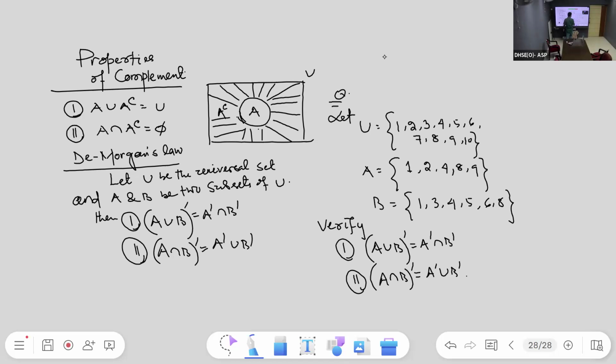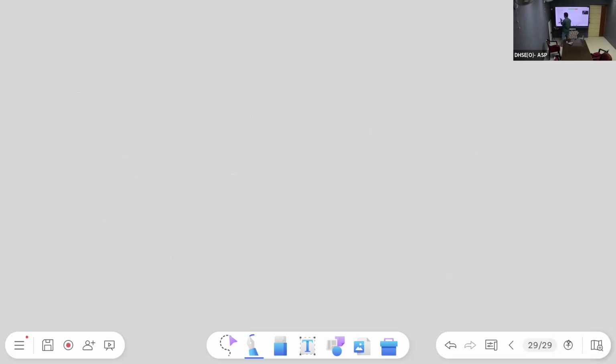Okay, so now we'll discuss some previous year questions of JEE Mains. This question was asked in JEE Mains 2025, 22nd January, shift 1.